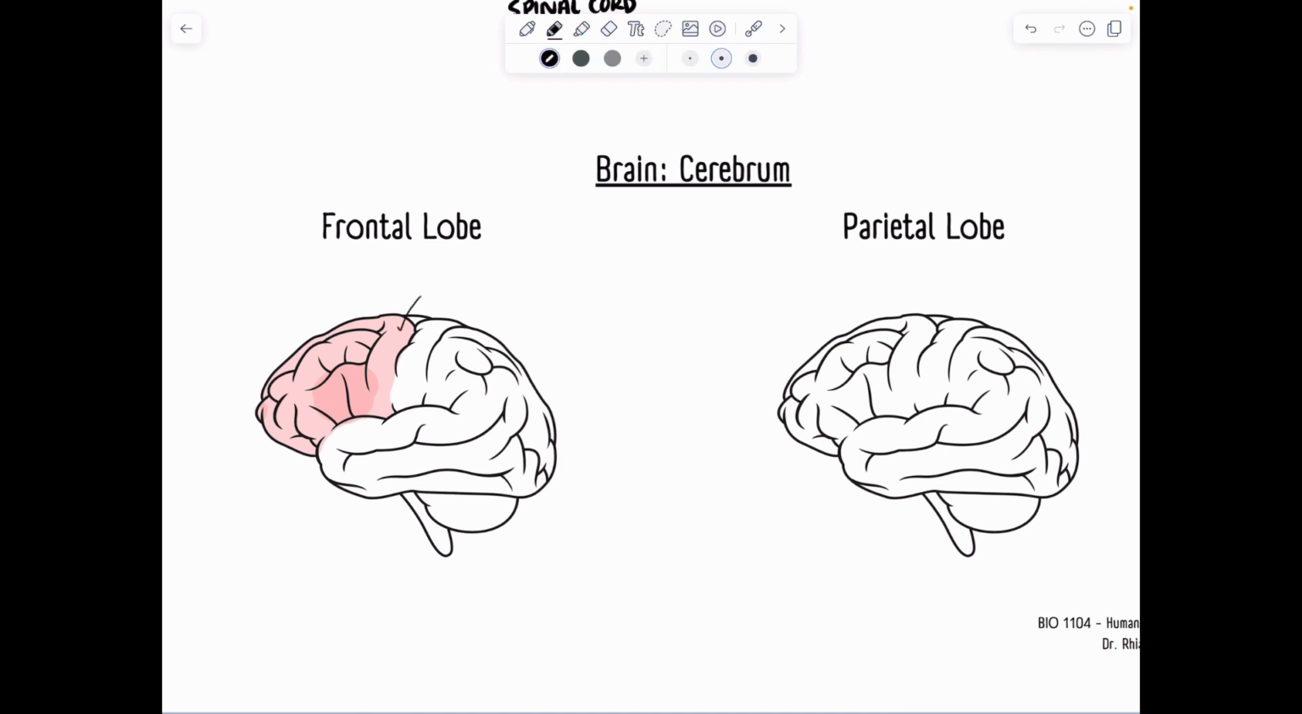And right here at the back, we have our precentral gyrus, which is where we will find our primary motor cortex. So when I think frontal lobe, I think behavior and motor.